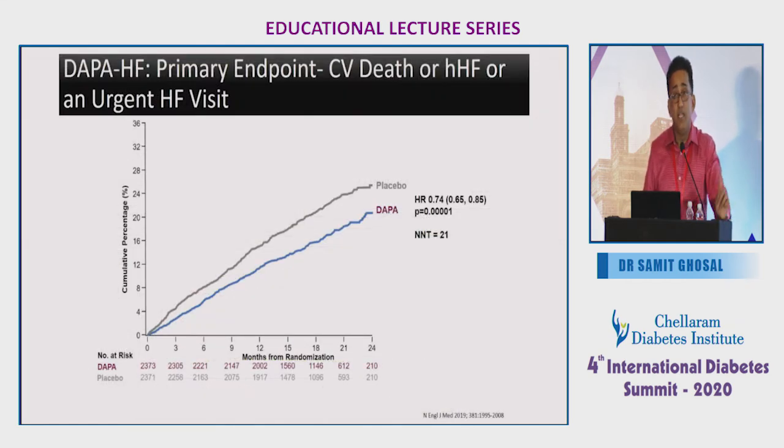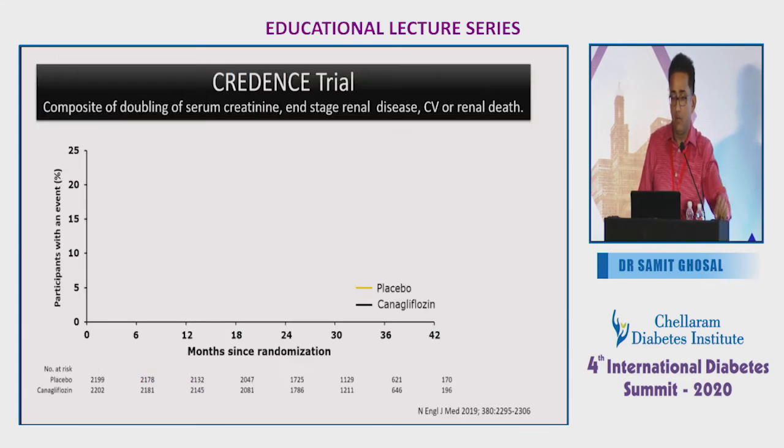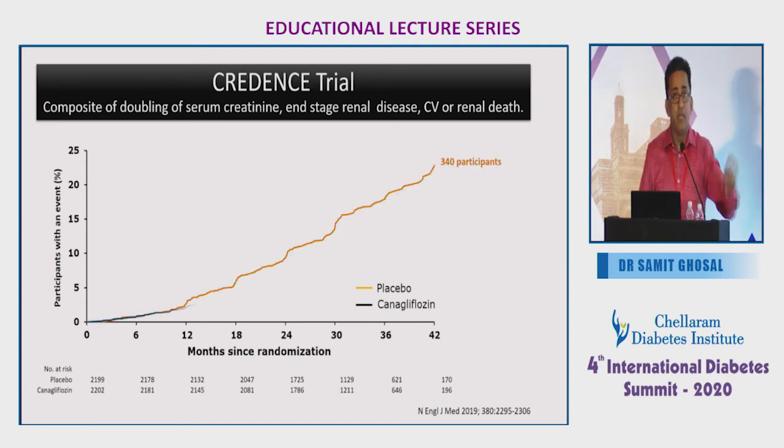Now that thought process of ours has been vindicated because of the DAPA-HF trial, which recruited patients with both diabetes as well as non-diabetes, and there was a significant reduction in cardiovascular death or hospitalization for heart failure in that cohort. The outlier here was the CREDENCE trial, the only trial which used the renal endpoint as the primary endpoint and showed significant renal benefits.